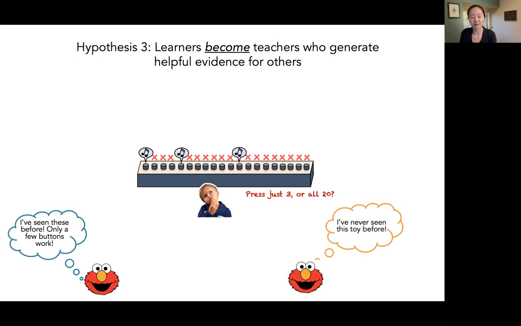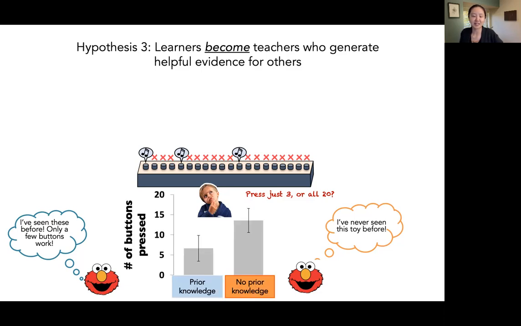So in this case, it's really important to provide demonstrations of all 20 buttons to make sure that the learner knows everything about the toy, even though it may take a long time and be really boring to press all 20 buttons, including the 17 buttons that don't do anything. So what we have shown is that children do press different numbers of buttons to demonstrate this toy to a learner, depending on what the learner knows and expects about this toy.